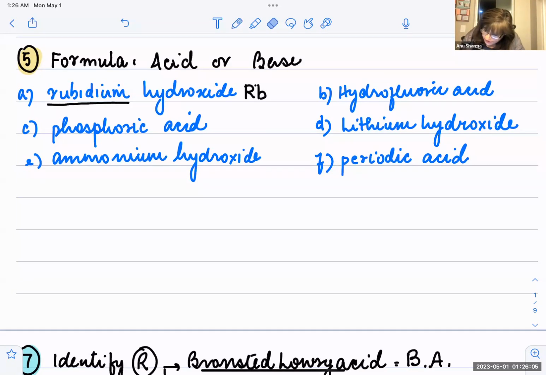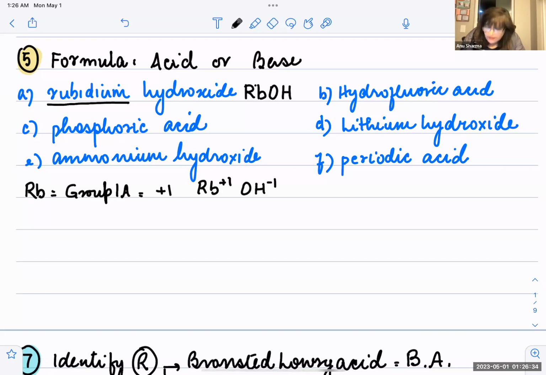So rubidium, and an important thing: which group in the periodic table is rubidium in? Rubidium is lithium, sodium, potassium, rubidium, cesium, francium. Rubidium belongs to group 1A. Therefore, rubidium will have a +1 charge, and hydroxide has a -1 charge. So both the charges cancel each other, and this just becomes RbOH. Okay, that's the formula.